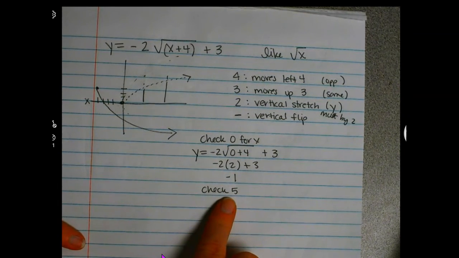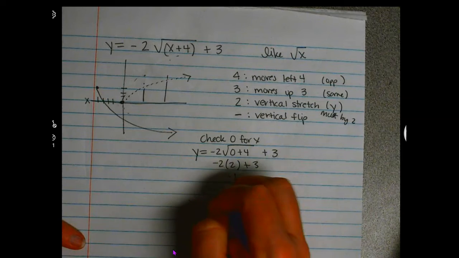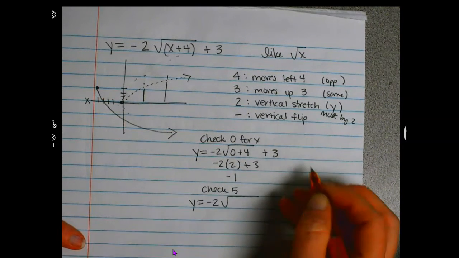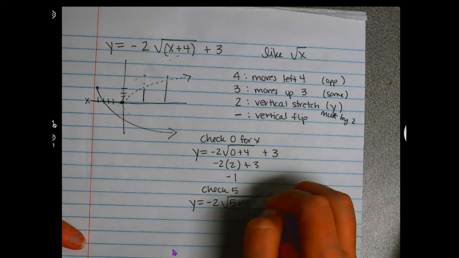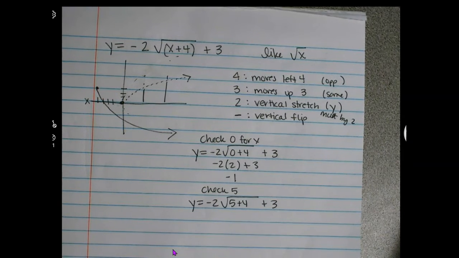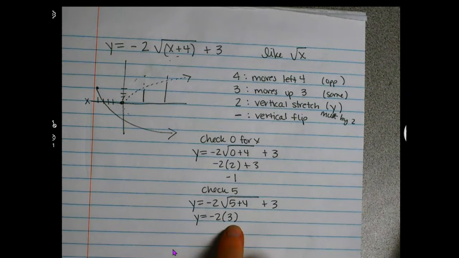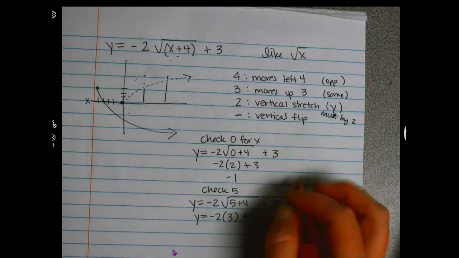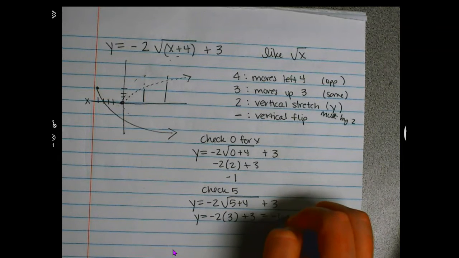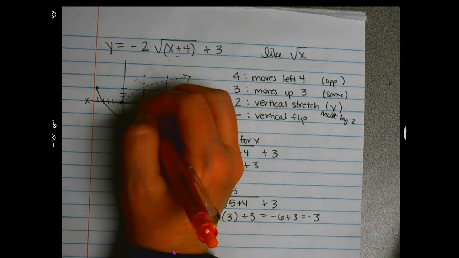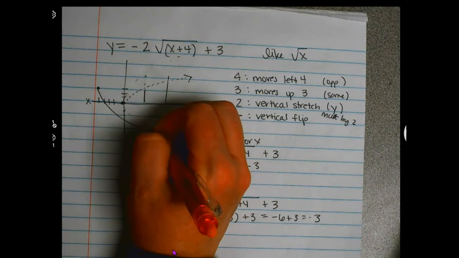Let's just check 5. 5 would be negative 2 square root 5 plus 4 plus 3. So what do we get there? Negative 3. So this is going to be y equals negative 2 times 3. Square root of 9 is 3 plus 3. That's negative 6 plus 3 is negative 3. So this was negative 1, and I'm at 5, and that's negative 3.